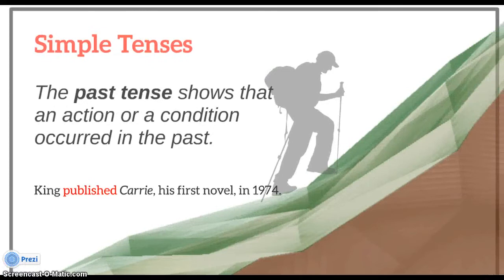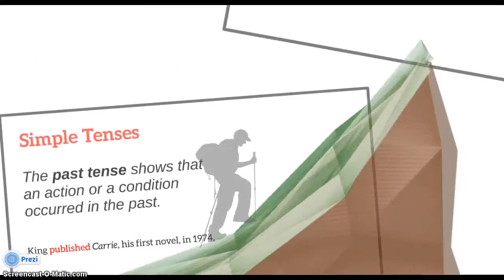Another simple tense is past tense. The past tense shows an action or condition occurred in the past. It's pretty self-explanatory. We have our example here. King published Carrie, his first novel, in 1974. So that obviously happened in the past.